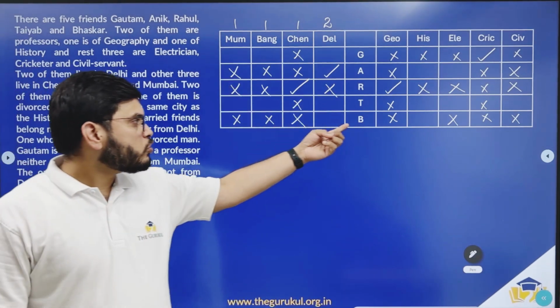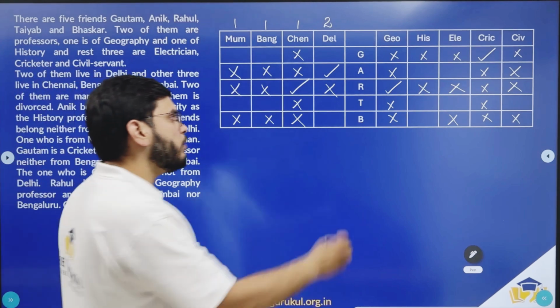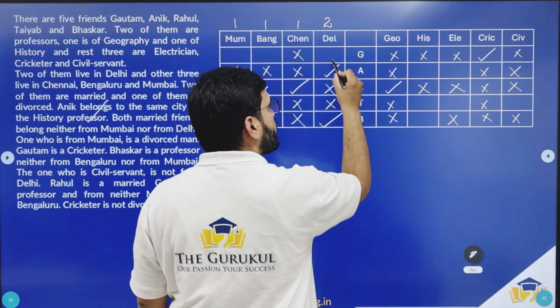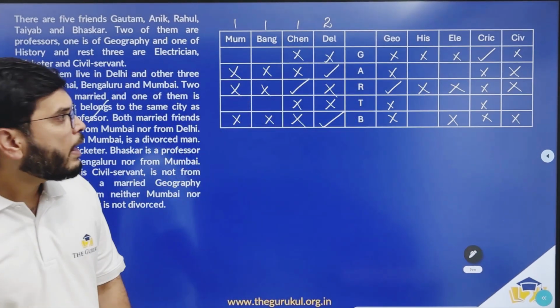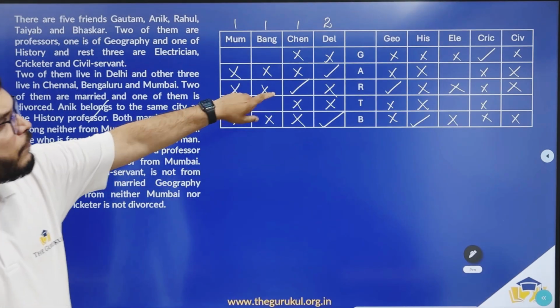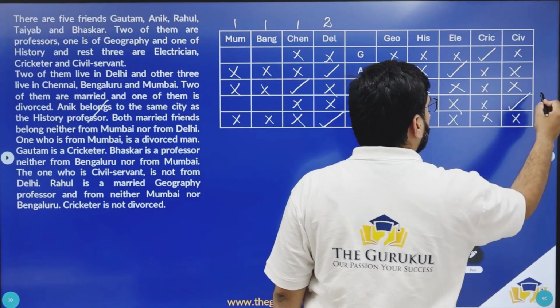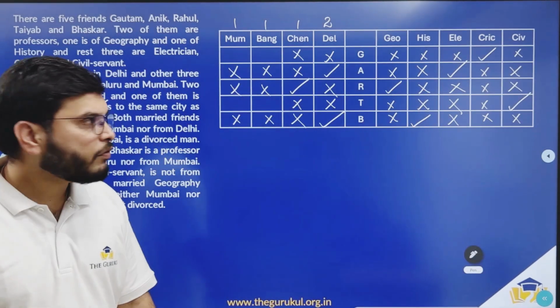Done. Now who belongs to Delhi? If you see, B is not from Mumbai, neither Bangalore nor Chennai. Right. So B should be from Delhi. Done. So you already have two persons from Delhi. And what is B's profession? History professor. Done. Then what is the profession of A? A should be electrician. Done. And T has to be the civil servant. So the right hand side part of the table is complete.